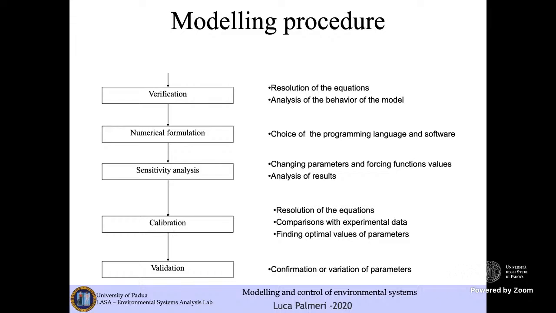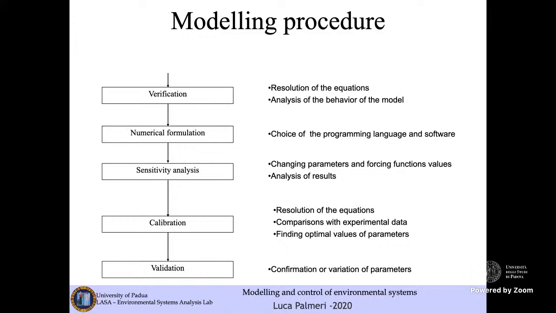And in order to obtain a commercial product, you need to go to the last step of the modeling procedure, that is called validation, in which you verify that your model is so robust, so well written, that it is really representing some of the aspects of the processes or of the systems that you are studying in a consistent way. So validation is a confirmation of variation of parameters.